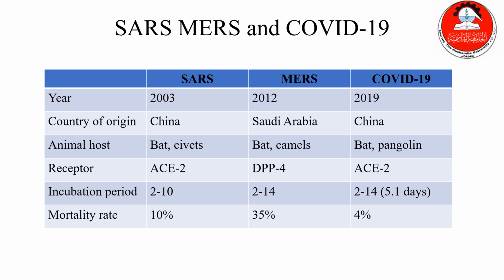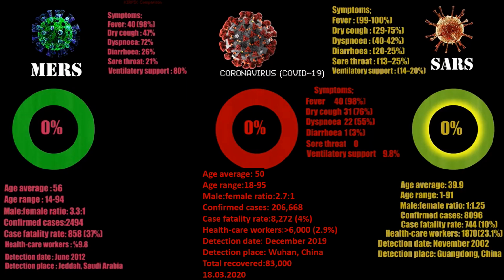There are still newly emerging cases, and the fatalities are on the rise. Hopefully, the percentage of the mortality rate does not go above 4%. This is another comparison between the MERS, the SARS and the COVID-19.